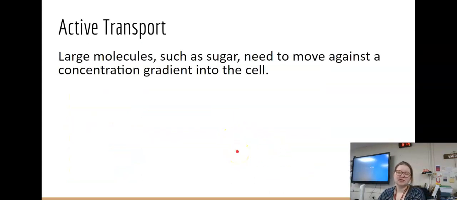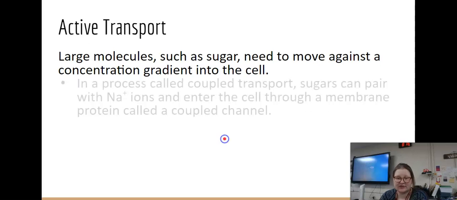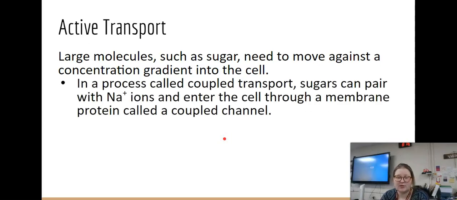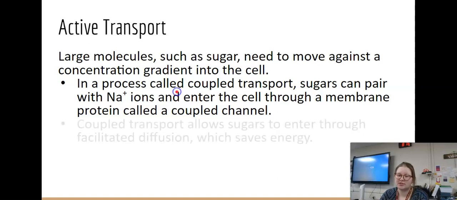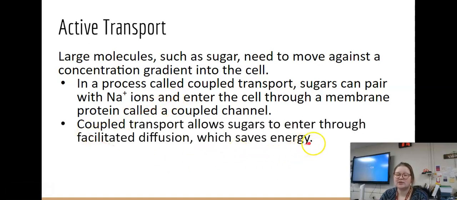Large molecules such as sugar need to move against a concentration gradient into a cell. So we want a higher percentage of it in the cell versus out, and natural diffusion won't work. In a process called coupled transport, sugars can pair with sodium ions and enter the cell through a membrane protein called a coupled channel. Coupled transport allows sugars to enter through facilitated diffusion, which saves energy.